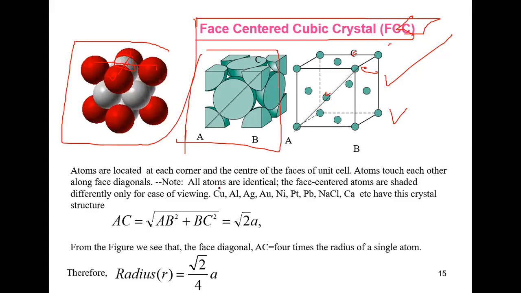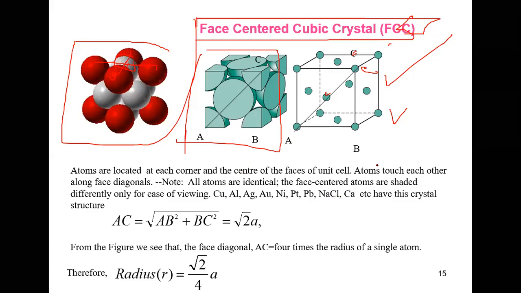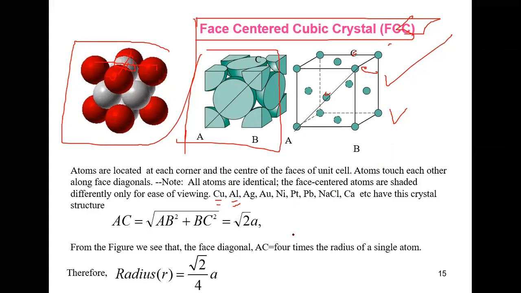Now, which materials form face-centered cubic crystals? That's a very important question. We'll see the materials that are useful for our daily life. Almost all of them have the face-centered cubic crystal structure. Materials like copper, a very important material for our life, aluminum, silver, gold, nickel, platinum, lead, sodium chloride, calcium have this sort of crystal structure. And there is also another form of iron, because iron is allotropic. Gamma iron is also face-centered cubic.